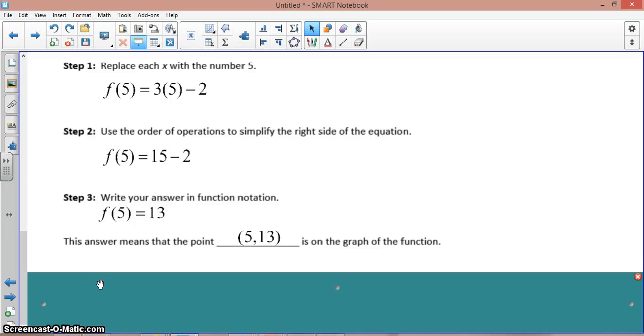Alright, you can work on your homework, which is pages 4 and 5.